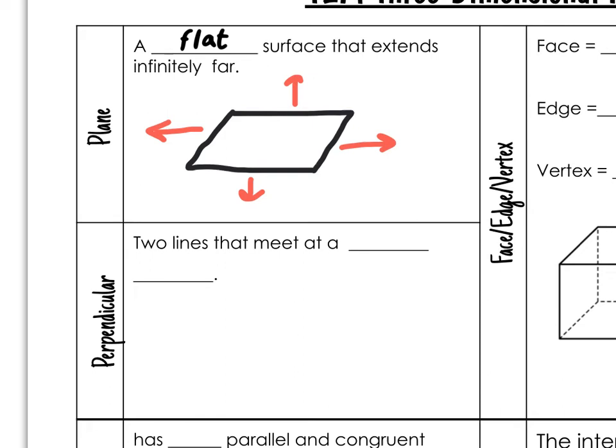So for the first vocabulary word, we're going to go over what a plane is. In geometry, a plane is a flat surface that extends infinitely far. When we draw a plane in geometry, it looks sort of like a parallelogram, but think of it like this flat surface, and I drew arrows going in every direction, stretching infinitely in every direction. So pause the video if you need to write this down, and then press play when you're ready to continue. Please pause now.